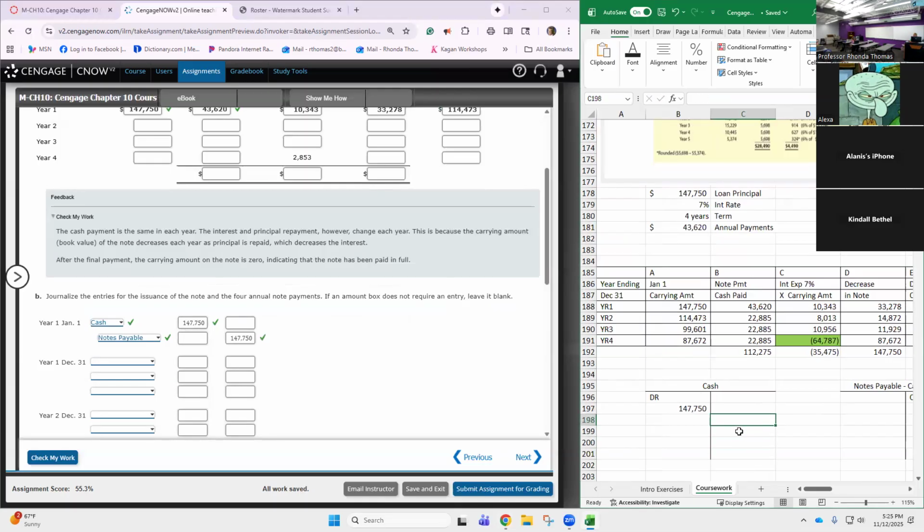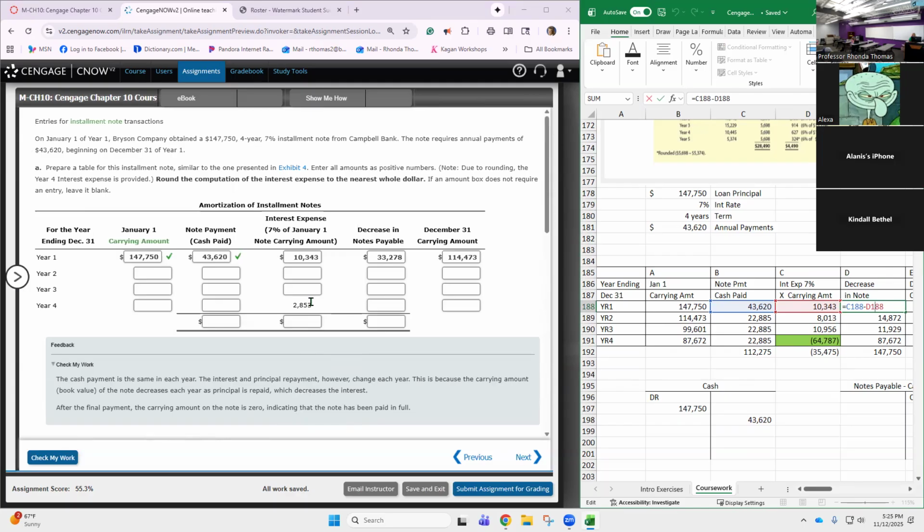Okay, so the first payment we're making, what is it? $43,620. Are we using the same numbers or you guys got different ones? Same. We have the same numbers, but it's going to count 33,278 wrong. Okay, let me see what I've done here. 43,000. Did I mess that up? 43,620.